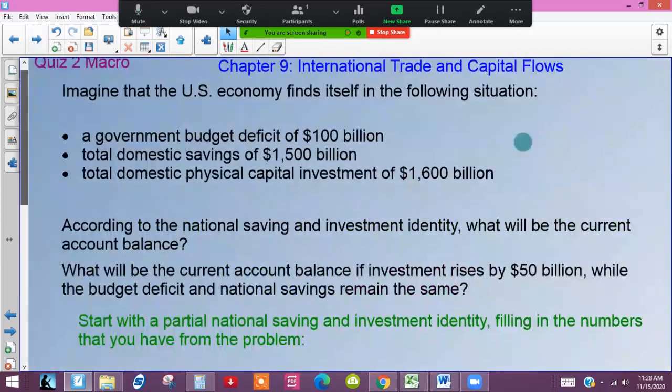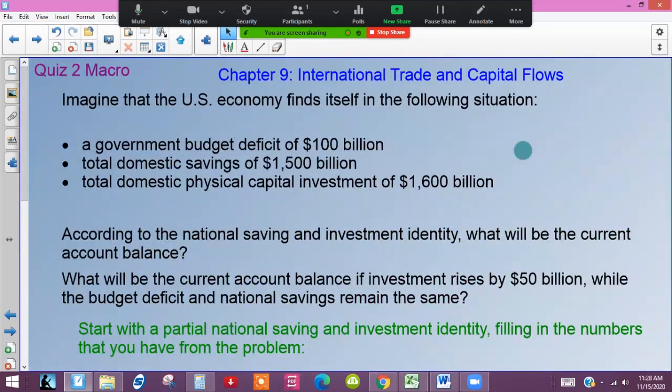Okay, so in the second problem, we have the U.S. economy that finds itself with a government budget deficit of 100 billion, a total domestic savings of 1,500 billion, and a total domestic physical capital investment worth $1,600 billion. So according to the National Saving and Investment Identity, what will be the current account balance?